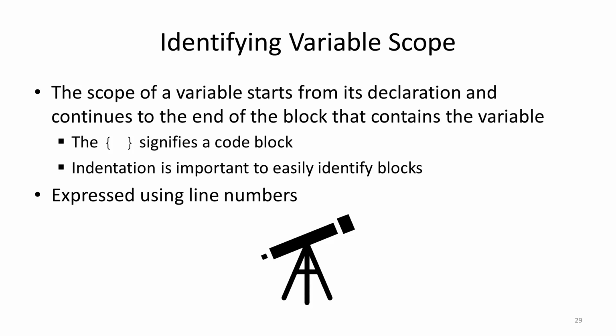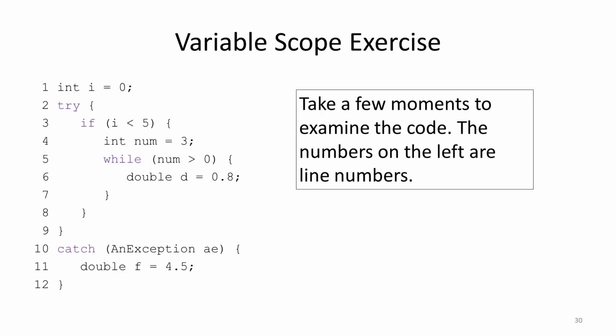So let's do a variable scope exercise. Take a few moments to examine the code on the left. The numbers that you see are line numbers for reference. The code itself doesn't make any sense, so don't try to figure out what the code does. That's not the point of this exercise. The point is to identify variable scope, where a variable can be used. So take a few moments and pause the video.